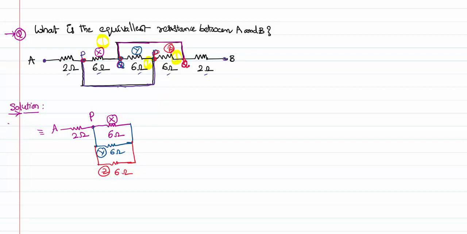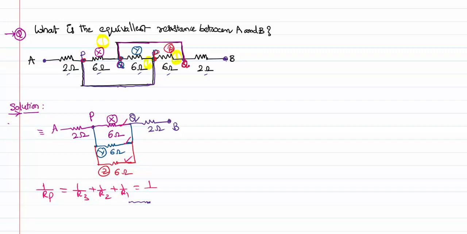And then after the point Q, so this will become the point Q, obviously. Between Q and B, there is another 2 ohms. This is the point B. Now, what we can observe is this 6 ohms, this 6 ohms and this 6 ohms are in parallel. We know when resistances are in parallel, we have the formula 1 by R parallel equals 1 by R1 plus 1 by R2 plus 1 by R3.